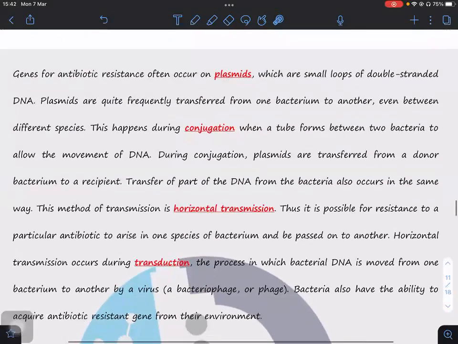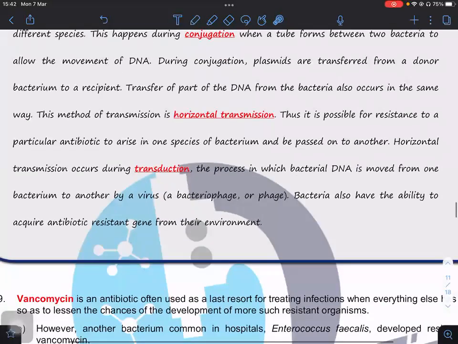The genes for antibiotic resistance often occur on plasmids, which are small loops of double-stranded DNA. Plasmids are quite frequently transferred from one bacterium to another, even between different species. This happens during conjugation, and this mode of transfer is known as horizontal transmission or horizontal gene transfer. It can also occur through transduction, the process by which bacterial DNA is moved from one bacterium to another through a virus, for example a bacteriophage or phage. Bacteria also have the ability to acquire antibiotic resistance genes from their environment.